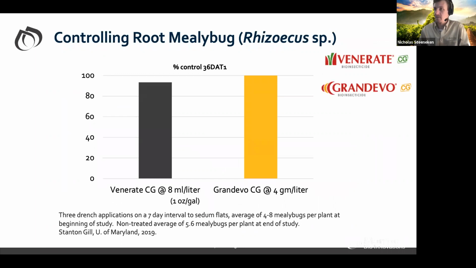And then this one is controlling root mealybug. Not much of a problem, but we have the data and it looks good, so we're going to show it to you. Both Venerate and Grandivo were extremely effective, Grandivo being the most effective.